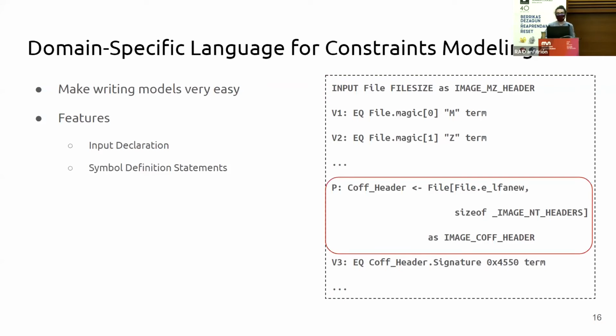Then we have symbol definition statements, in which we create new symbols with mnemonic names, whose value is calculated by some mathematical operation on the original file.